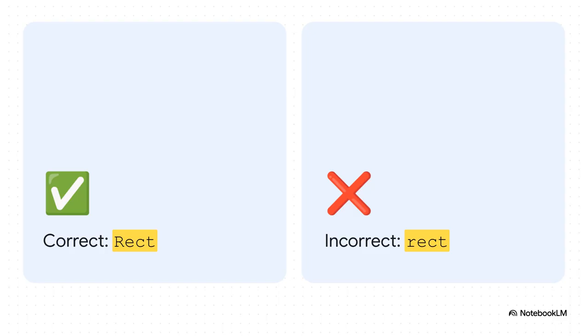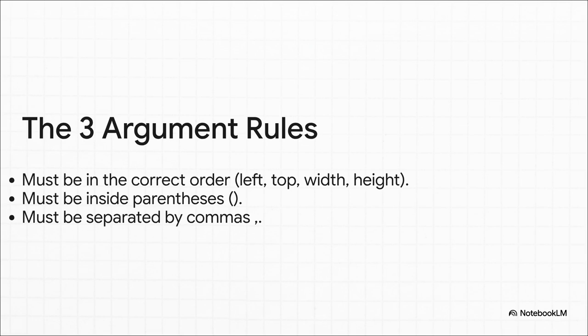That precision is everything. So when you're giving your rectangle those 4 ingredients, there are 3 rules you just can't break. First, they have to be in the exact right order. Left, top, width, height. Always. Second, the whole group has to be wrapped up inside parentheses. And third, you have to separate each number with a comma. That's the grammar that Python speaks.